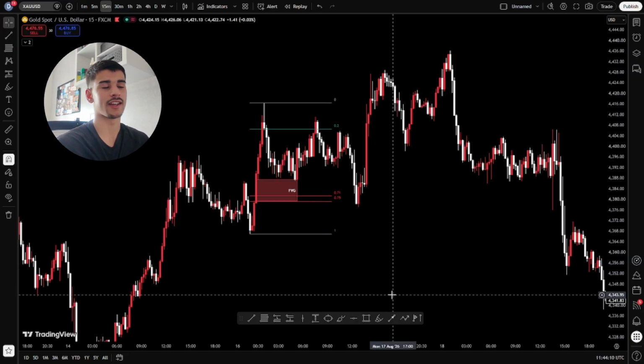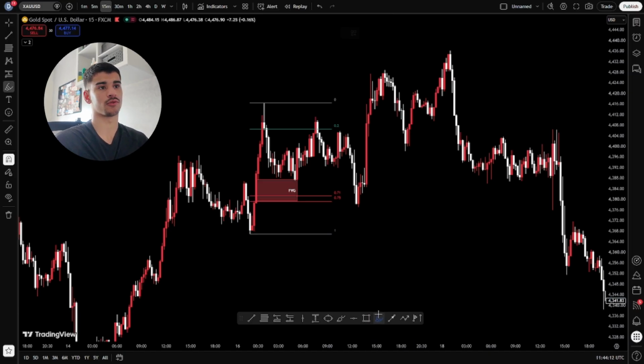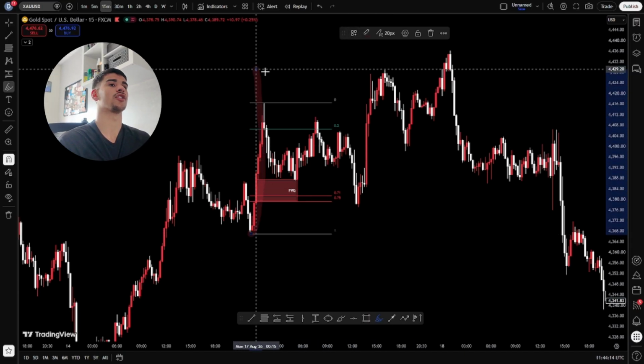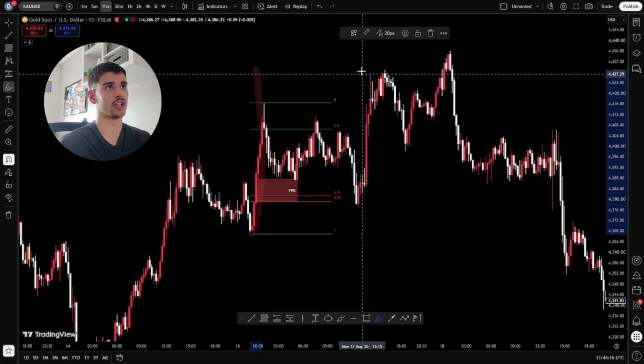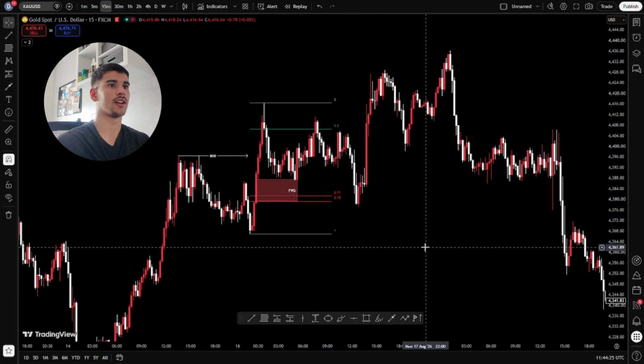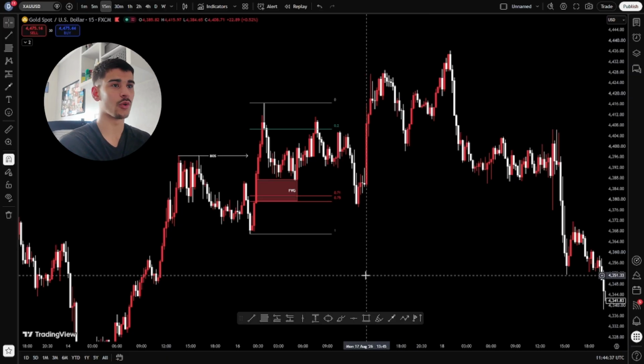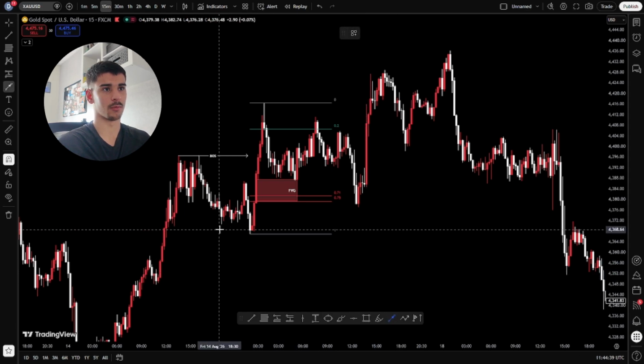Now, another thing I locate is a breaking structure. As I said before, price moved abruptly to the upside, creating a breaking structure. And as you can see, we've now got a fair value gap, a breaking structure. Now I want to locate just one more thing, and that is a liquidity sweep. And as you can clearly see on the chart, we do have a liquidity sweep at the bottom of this range.